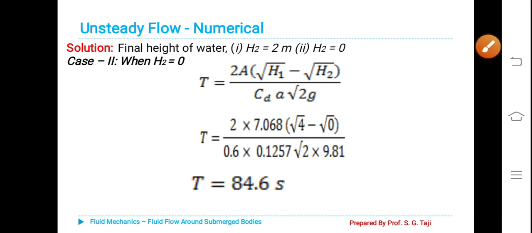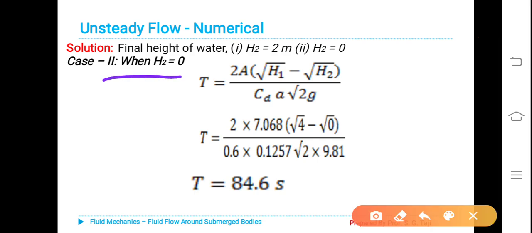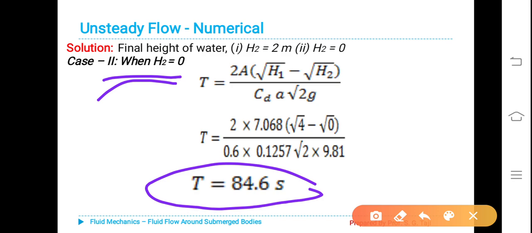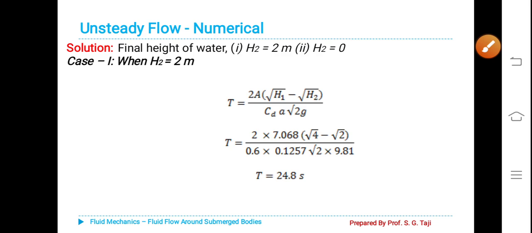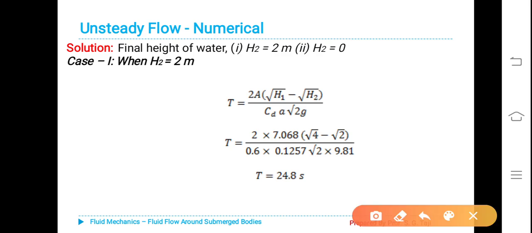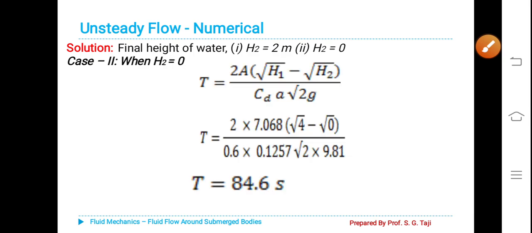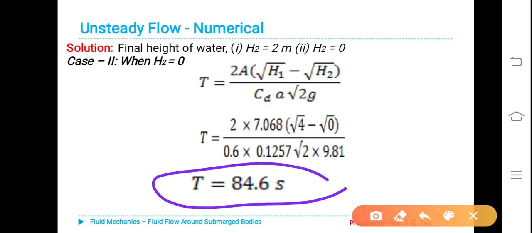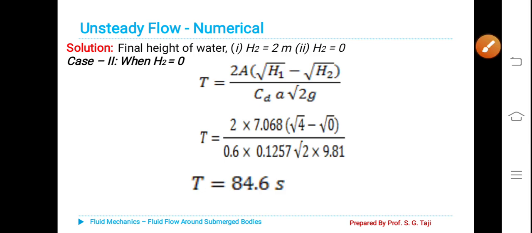Case 2, when we are required to completely empty the tank, the formula is given here. We have to substitute just h1 value, h2 value is equal to 0. Therefore, we will get the time required is equal to 84.6 seconds. So, you can observe from the previous case, it was hardly 24.8 seconds. Now, in this case, it is 84.6 seconds.